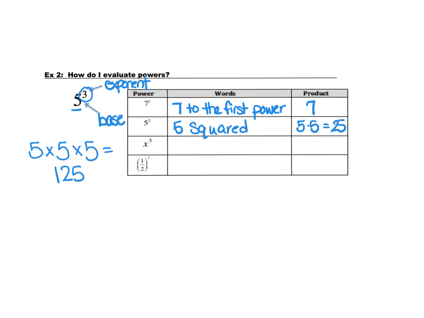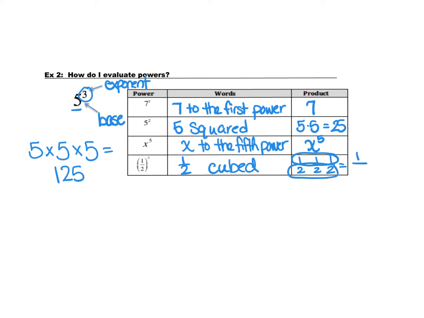Now here we have x to the 5th power. And we really can't evaluate that any further. It's just x to the 5th power. I've got 5 x's. And our last one here, we have 1/2 to the 3rd power. Another way you can say that is cubed when you have it to the 3rd power. So let's say 1/2 cubed. What that looks like is we've got 3 1/2s. So I've got 1/2 times 1/2 times 1/2. And remember, when you multiply fractions, you multiply all your top numbers first. 1 times 1 times 1 is 1. And then all of our bottom ones, which is 2 times 2 times 2, and we're going to have 8. So that would be equal to 1/8.